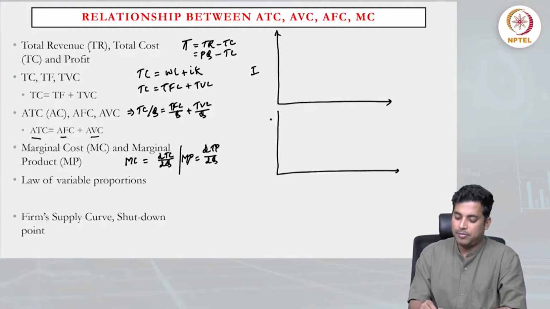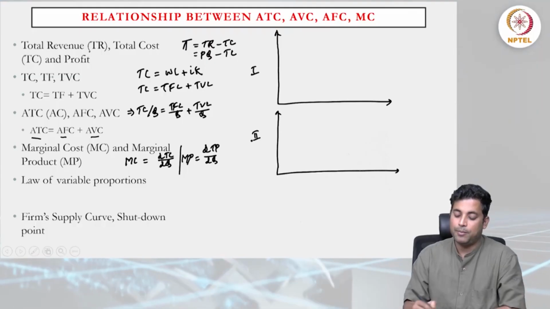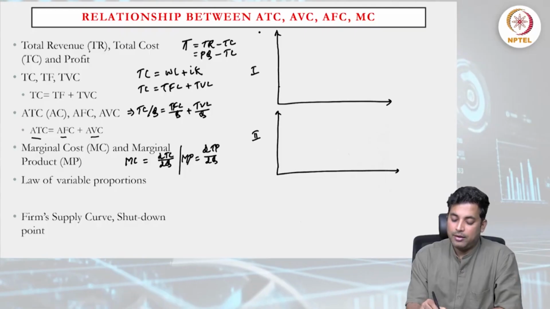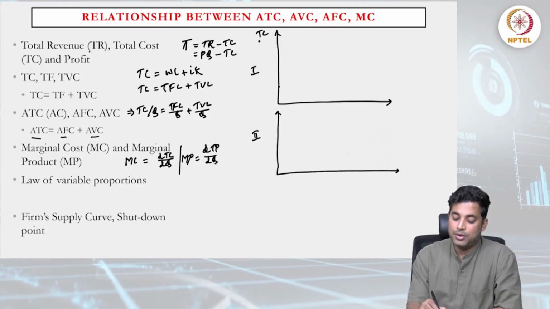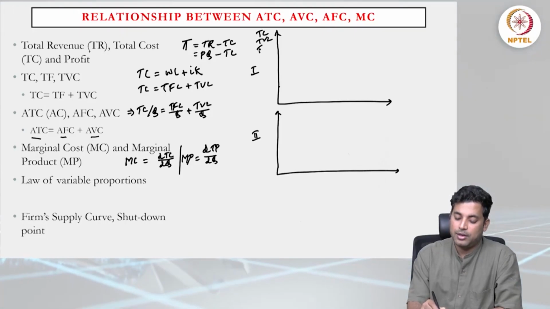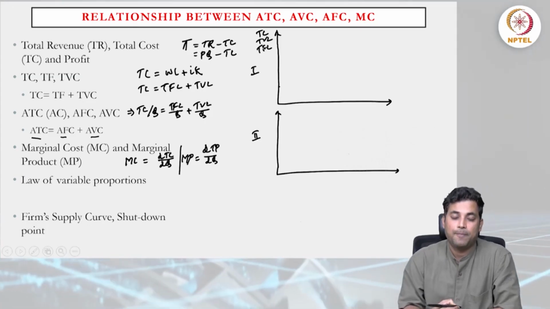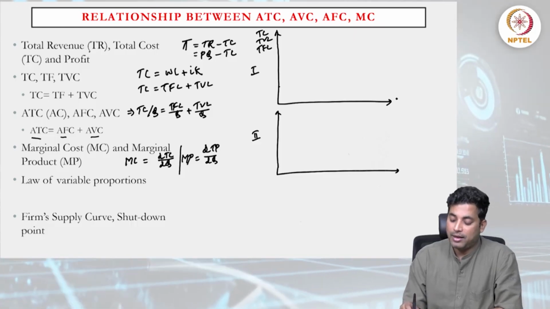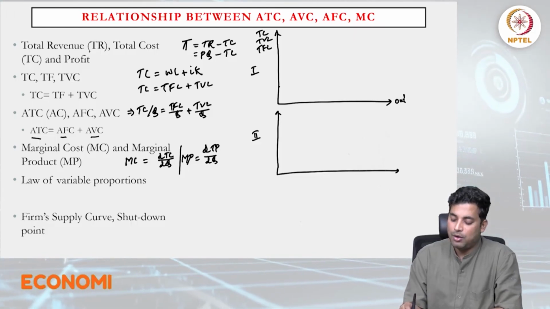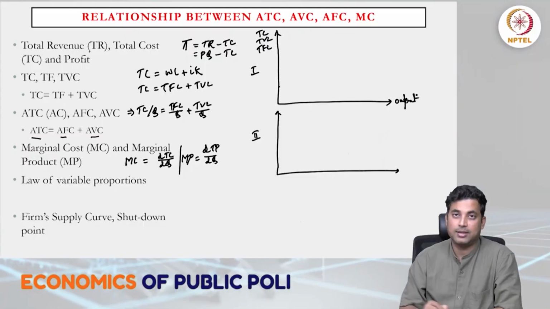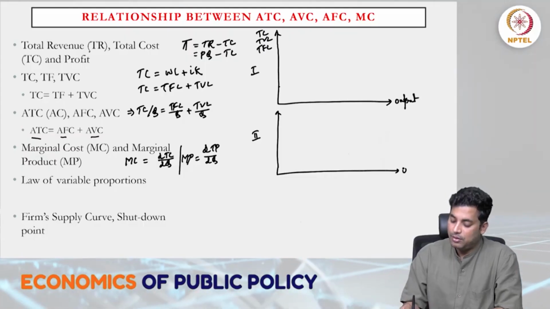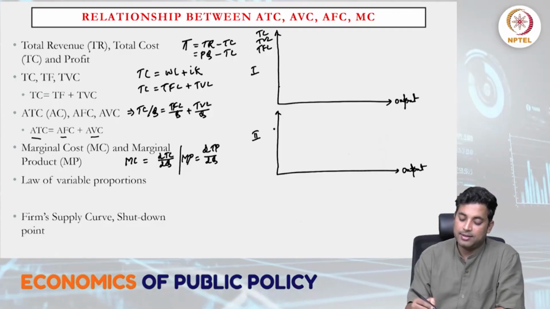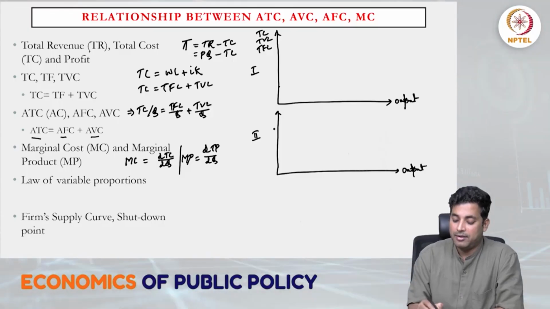say here panel 1 and here panel 2, and say here total cost, total variable cost and total fixed cost on the vertical axis in panel 2, and here output on the horizontal axis. In panel 2 the horizontal axis is output, and on the vertical axis we will come back here.